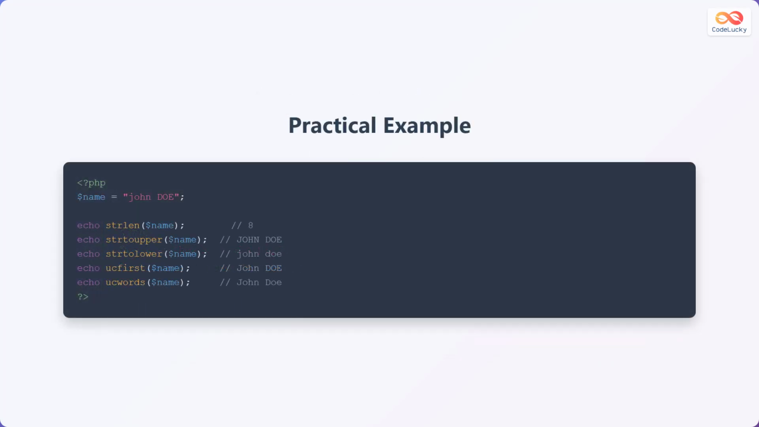Let's put these functions into practice with a practical example. Here we have a variable $name that holds the string "John DOE". Using strlen on $name will output 8, as there are 8 characters in the string. Applying strtoupper, we'll convert it to "JOHN DOE". Using strtolower, we'll convert it to "john doe". ucfirst will capitalize only the first letter, resulting in "John DOE", and ucwords will capitalize the first letter of each word, giving us "John Doe".